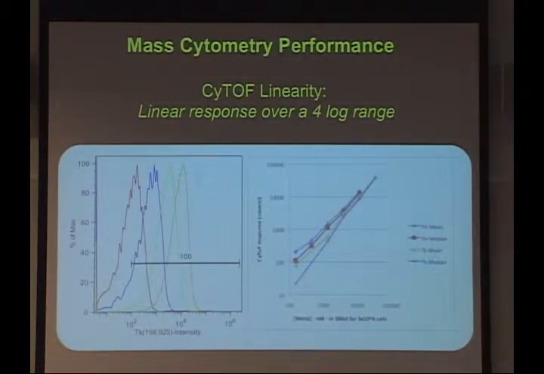So one of the cool things about the dynamic range that I was talking about is right now the current commercial instrument's linear over about 4 orders of magnitude. So between 1 and 10,000 counts per cell, if you double the amount of metal you put on the cell, you get double the amount of signal, which is great.